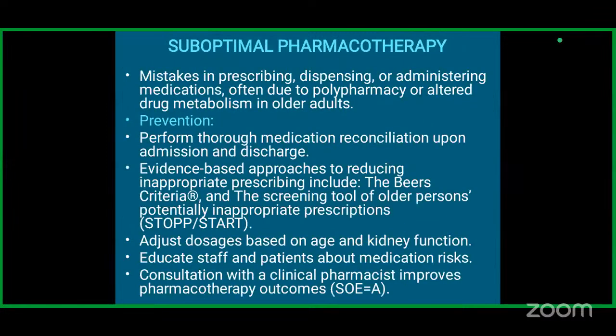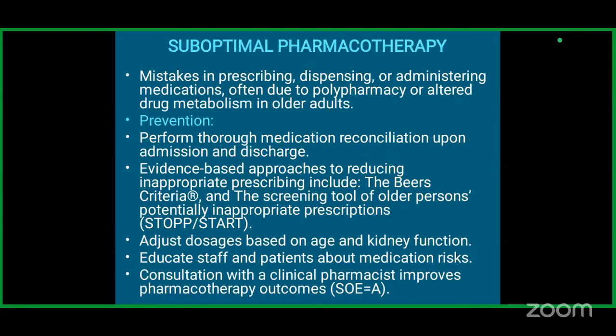Moving to another hazard, suboptimal pharmacotherapy, which includes all the mistakes in prescribing, dispensing, and administering medication, often due to polypharmacy or altered drug metabolism in older adults. Prevention includes performing a thorough medication reconciliation upon admission and discharge. Highlighting this point, it's important to include in this reconciliation all the drugs that are taken either with or without a prescription, so that the procedure required for following up with this medication is done appropriately.